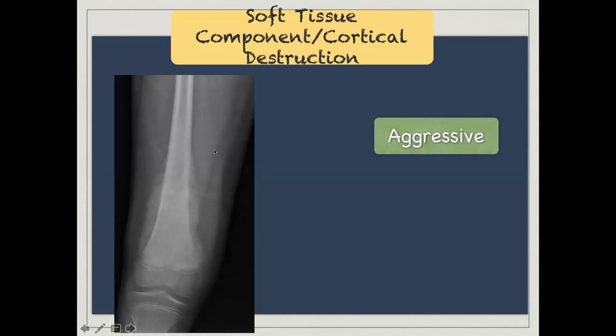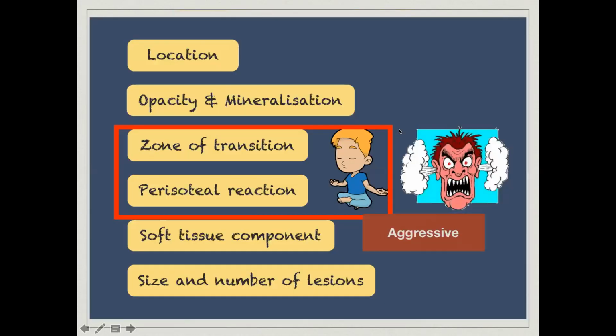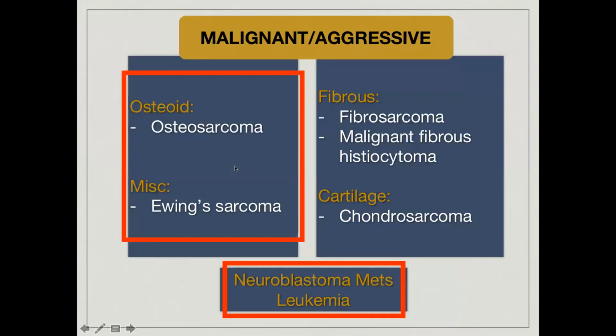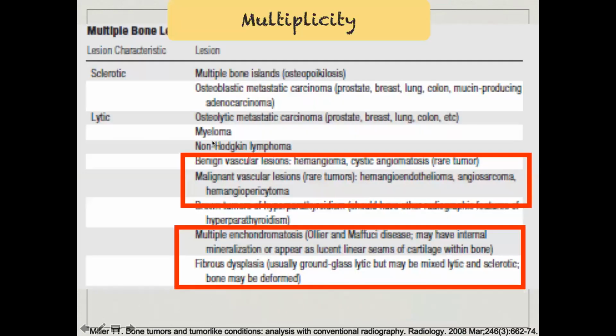And lastly, what you need to assess is to look for any soft tissue component associated or not. In this case, you have an osseous matrix with an associated soft tissue component, so you know it's an aggressive lesion. These are the steps which help us come to a diagnosis. In our case, it was an osteoid matrix aggressive lesion with a soft tissue component. According to the list, in a pediatric patient, the only aggressive osteoid lesion is osteosarcoma.